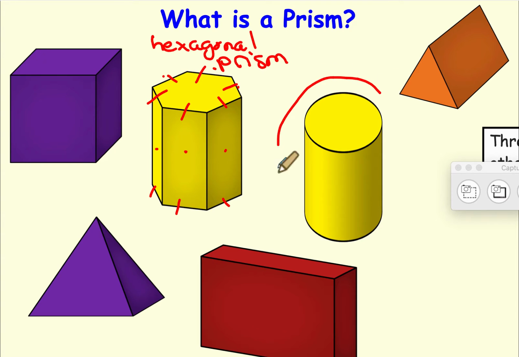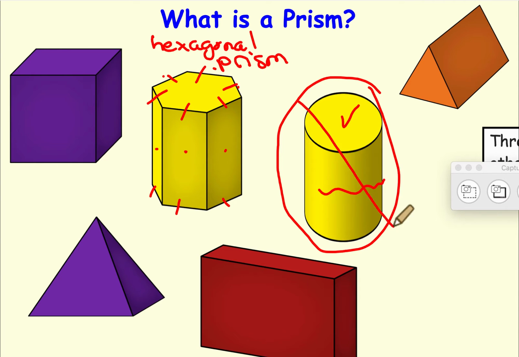Okay, let's look at this other yellow one. I see a circle. I don't see a rectangle at all here. And I'm assuming I have a circle on the bottom because it kind of looks like a can of soup or soda can. So this is not a prism. You probably know it as a cylinder.